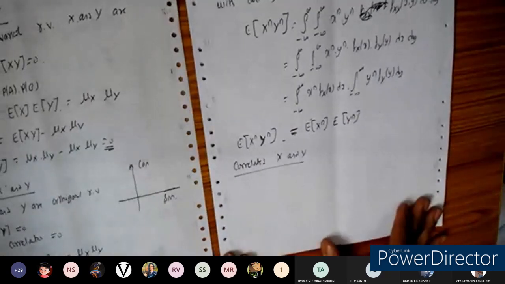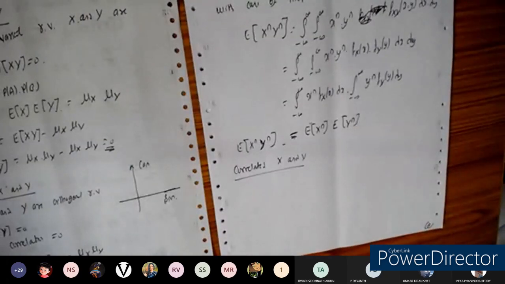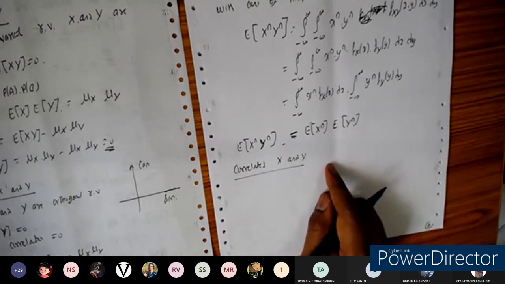Later, after the IA, I'm going to take the problems. I'll take them after the IA. Okay, so you can take correlated x and y.